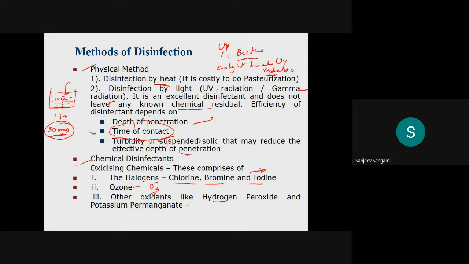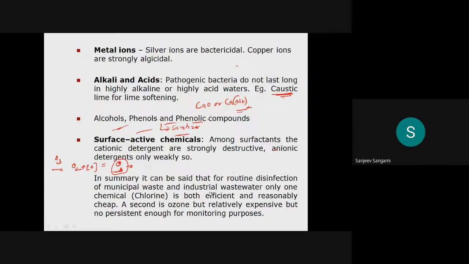Then the chemical disinfectants involve chlorine, bromine, and iodine. I already said that these come under the halogen-based compounds. Even if you open the periodic table, the halogen elements are there, so they are all considered disinfectants. Even hydrogen peroxide and potassium permanganate are used as disinfectants. Some of the metal ions are also responsible for disinfecting the pathogens.